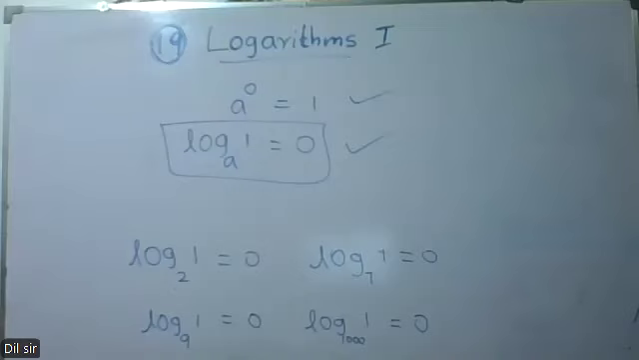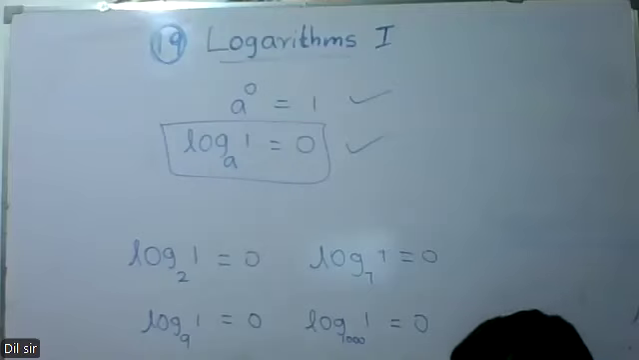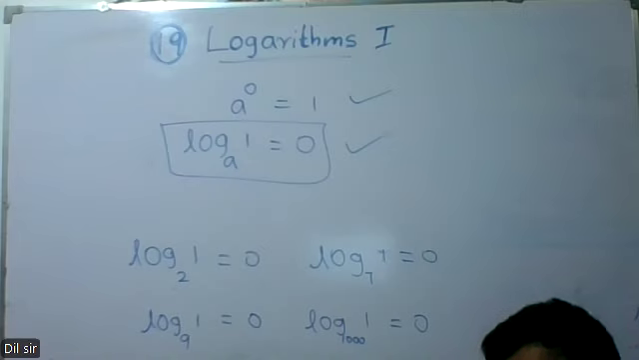The logarithm of 1 to any base, within bracket, other than 1, is 0. Check it again. The logarithm of 1 to any base within bracket other than 1 is 0.